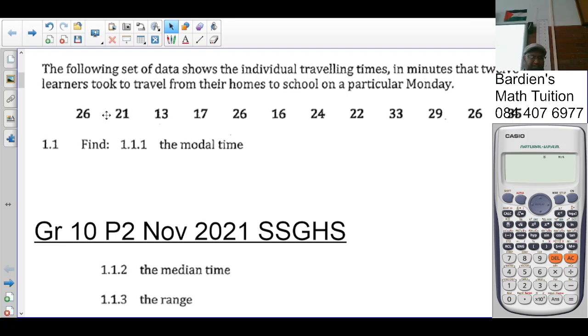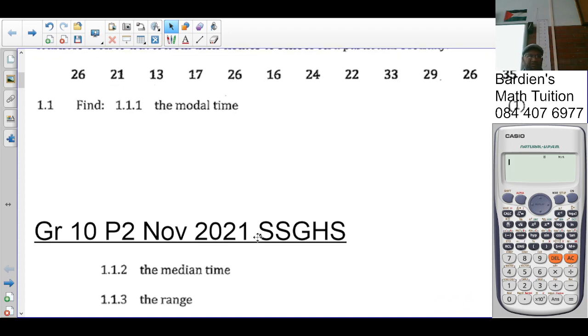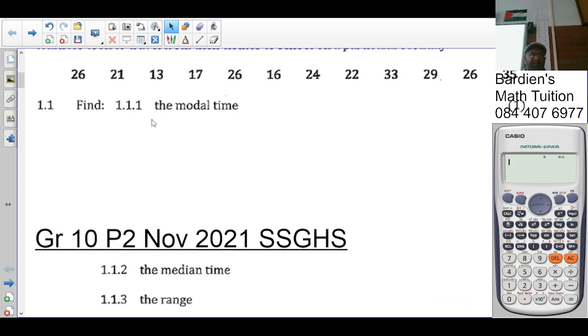So we're given a set of 12 numbers. The first question says, find the modal time. So what is the mode? The number that occurs the most.